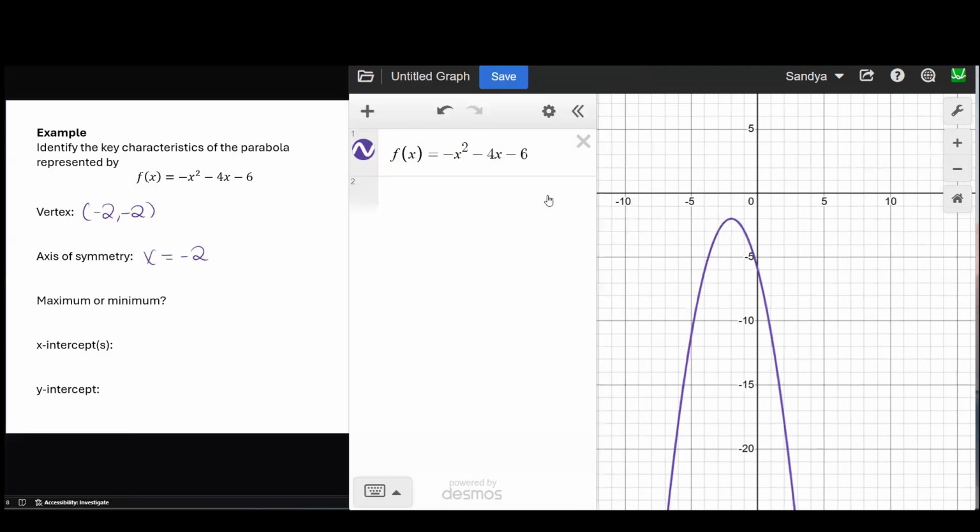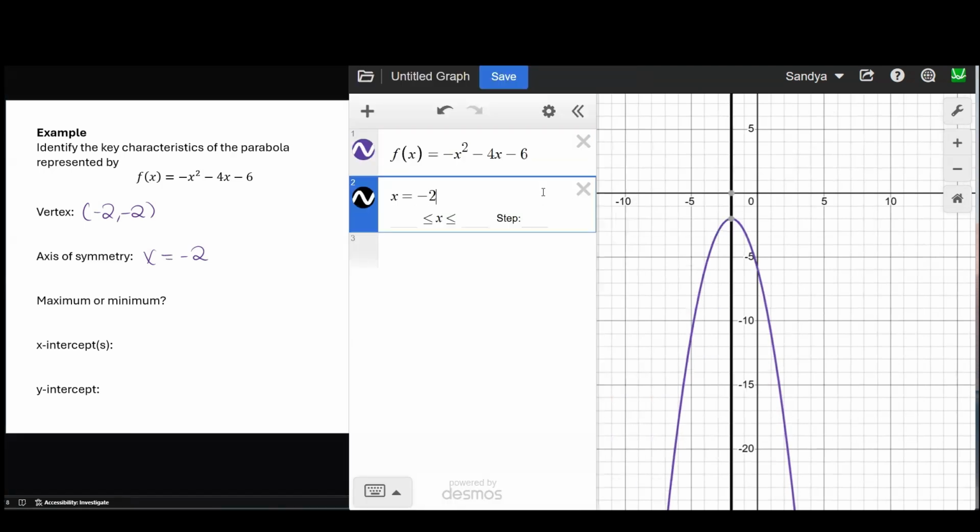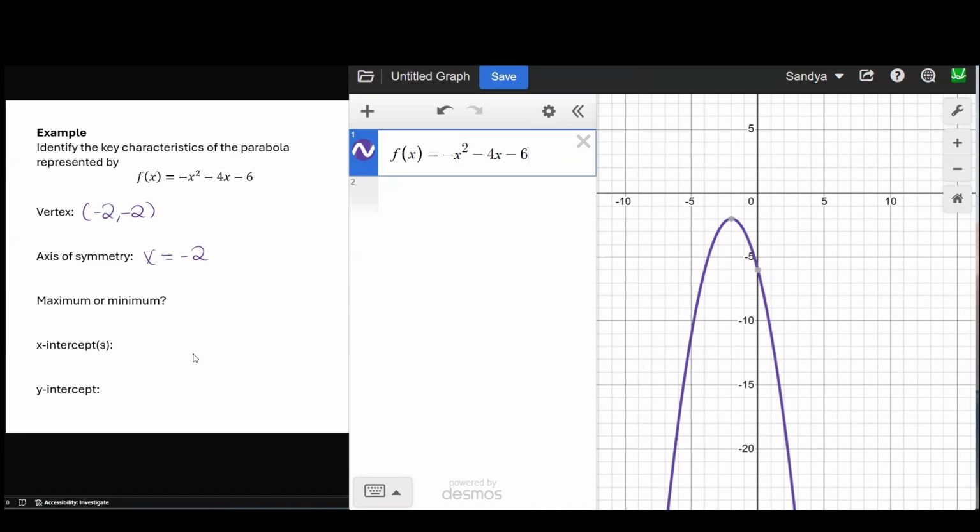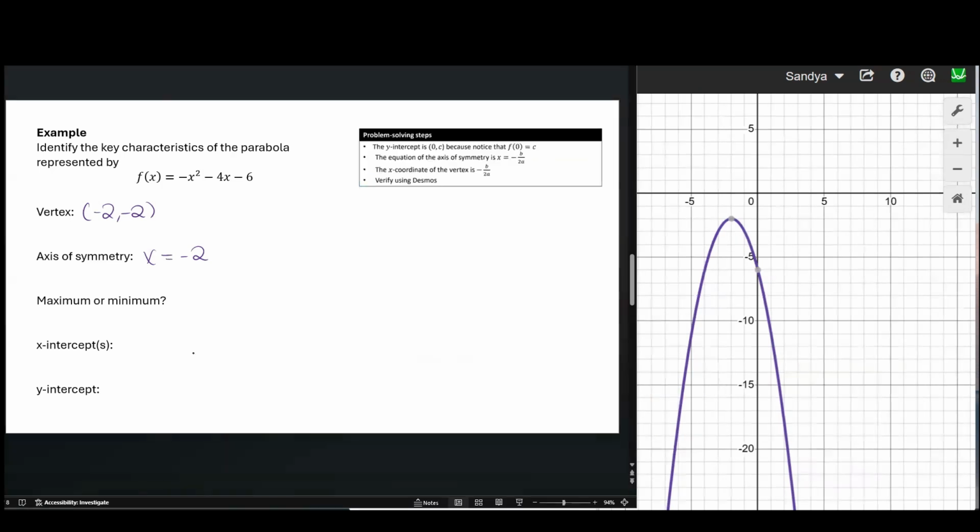And remember, you can always double check by typing that equation you write into Desmos and making sure that in fact it does pass through the middle of the parabola and that it cuts your parabola in half. That vertex is going to be a maximum value because this is a parabola that opens down. It opens down because you see the coefficient of that x squared term is negative.